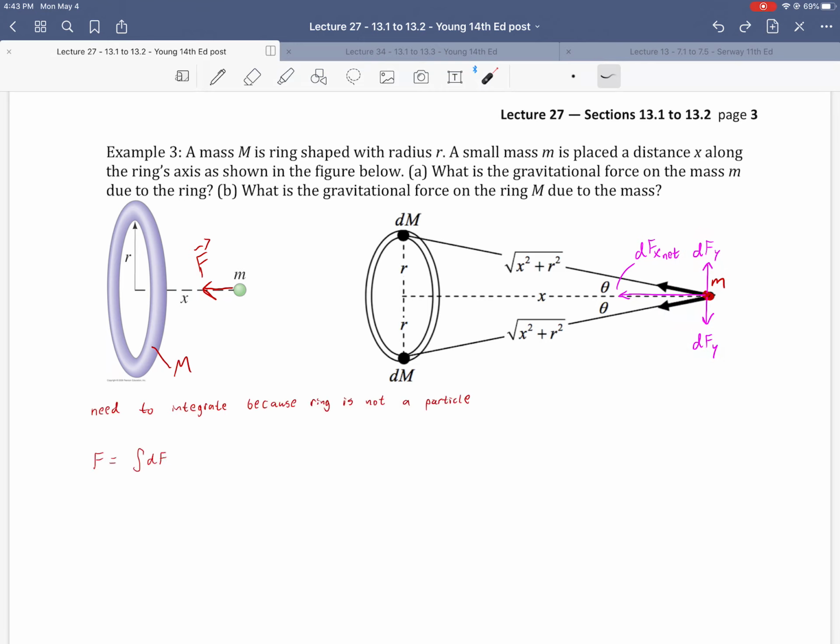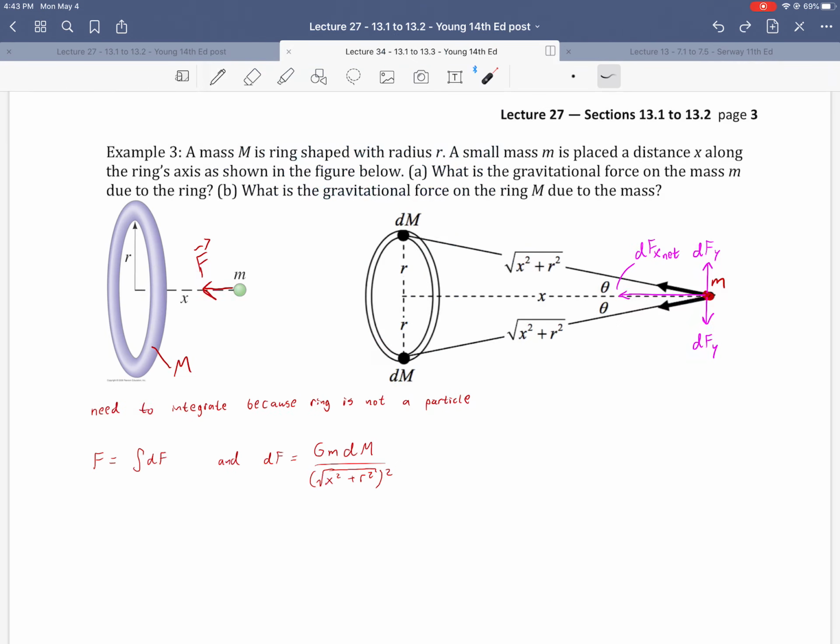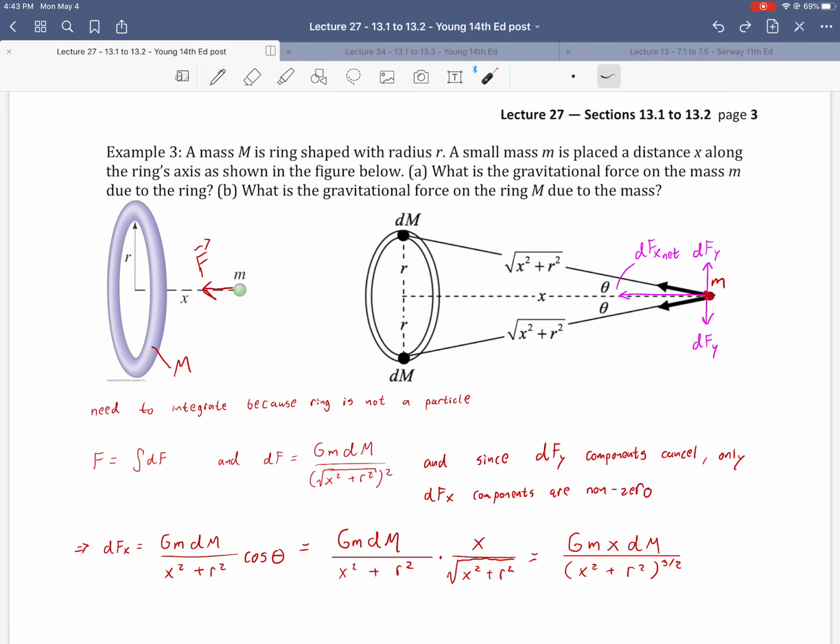Okay? All right, so we need to integrate because the ring is not a particle. So this is the expression for finding the total force. And then dF, this is just a force element. This is the force due to dm, as you can see here. All right, and since the dFy components cancel, only dFx components are non-zero. So that means that this expression would just be the x component, so we'd only be looking at the cosine. Again, that's because of theta there. Cosine is the adjacent side of that triangle over the hypotenuse. Okay, so that's where the cosine comes from.